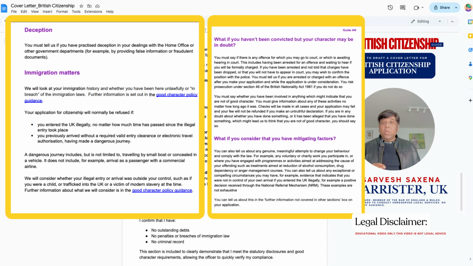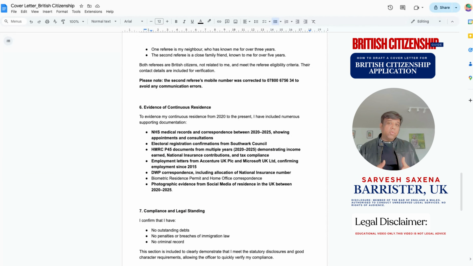Please make sure that you don't have any speeding fines or disqualifications or offenses like no insurance policy against you, because they will do a check. If you fail on any one of those criteria, they have every right to refuse your application.